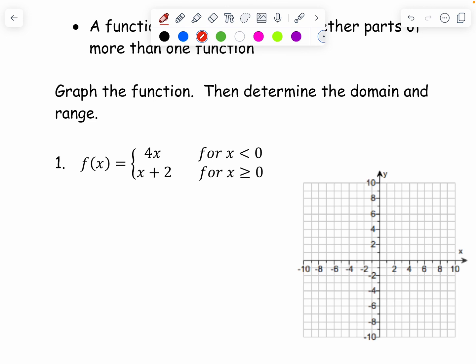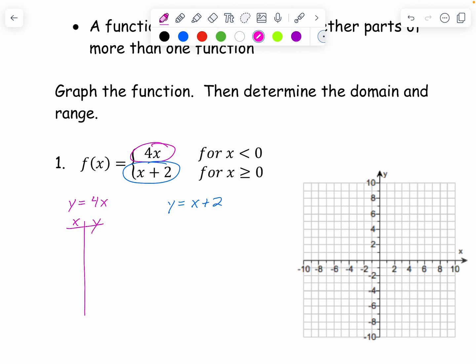Now, we know that f of x means the same thing as y. So instead of f of x equals, I'm going to write y equals. And then I have two pieces. I have a 4x and I have an x plus 2. So I'm going to start there. I'm going to have my y equals 4x, and I'm going to have my y equals x plus 2. So I'm basically just breaking it up into two separate equations. Now, what I'm going to do is set up a table for each one of these. So I'm going to have a nice simple xy table.